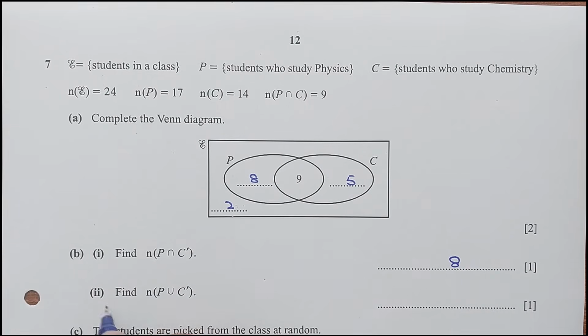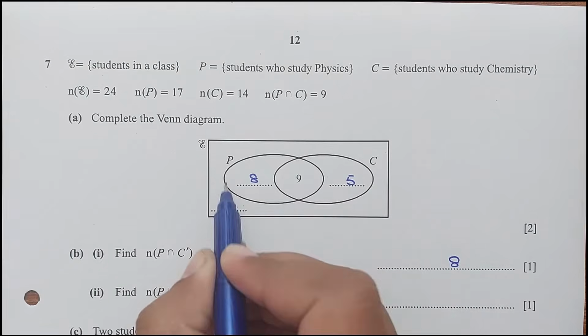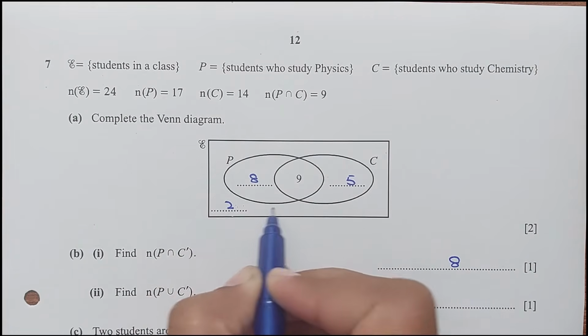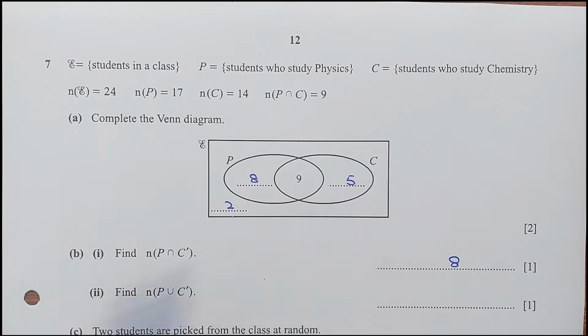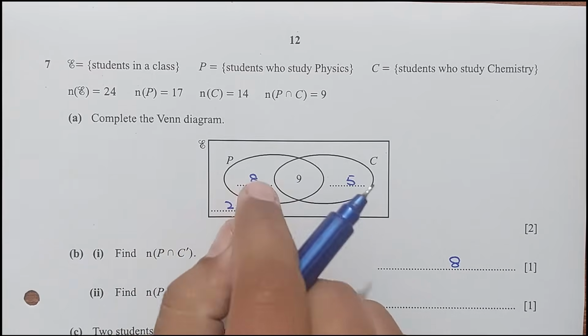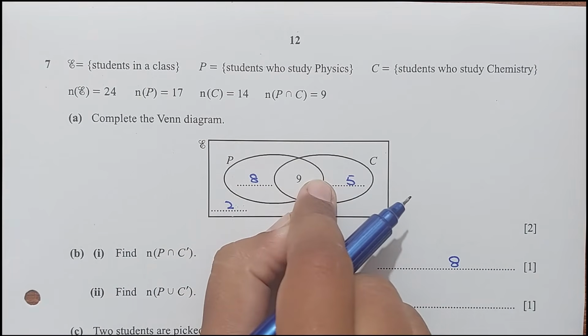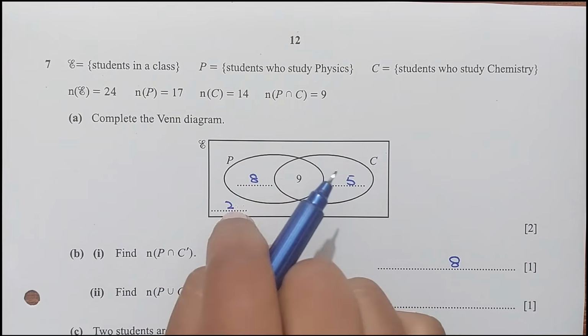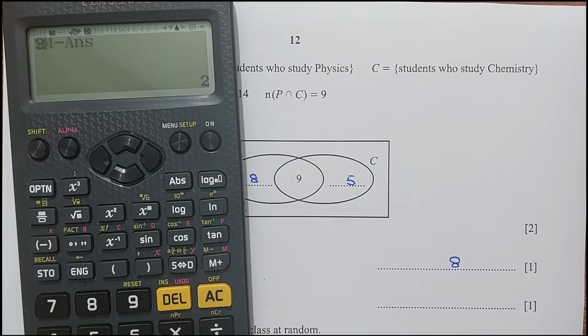Okay, number 2, find the number of elements in P union C complement. P, and C complement is the region that is outside of C. And its union we have to calculate. So P and the region that is outside of C is this one: 8, 9 and 2. You have to add 8 plus 9 plus 2, which is 19.